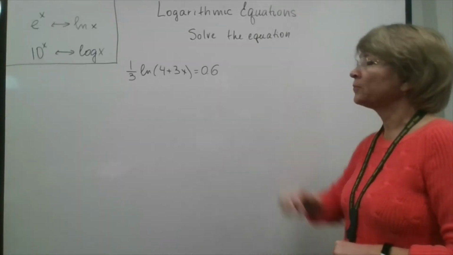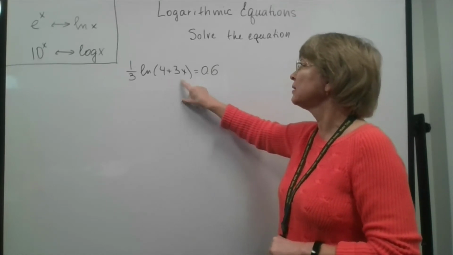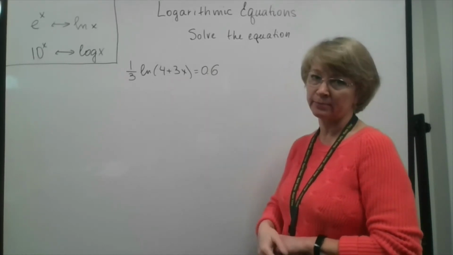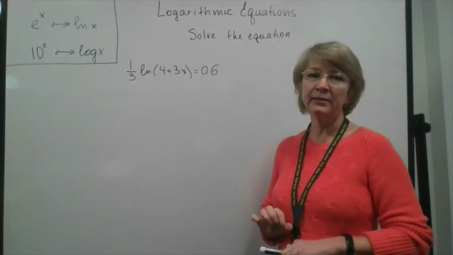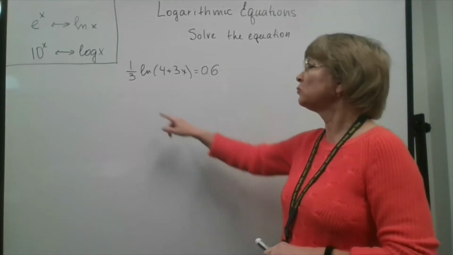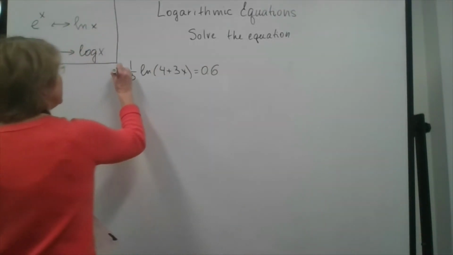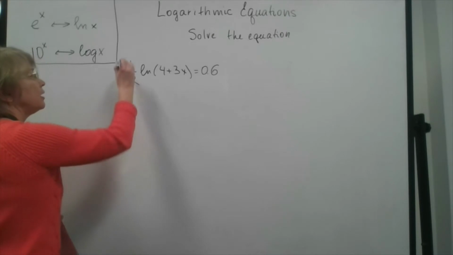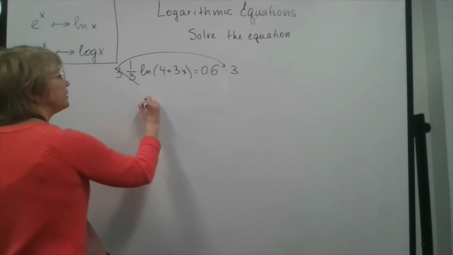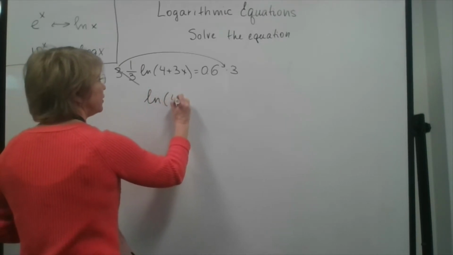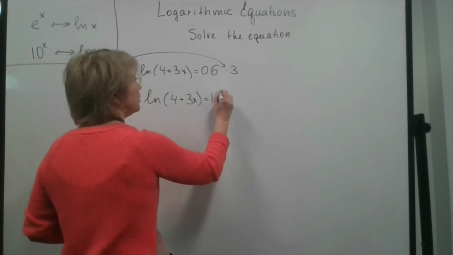Let's solve an equation. 1/3 natural logarithm of 4 plus 3x is equal to 0.6. Again, the first thing, we want to have a logarithm by itself on one side. This is why we will multiply by 3 both sides. Times 3, so this will cancel out, and we will do exactly the same to the other side. What do we have now? We have natural logarithm of 4 plus 3x is equal to 1.8.